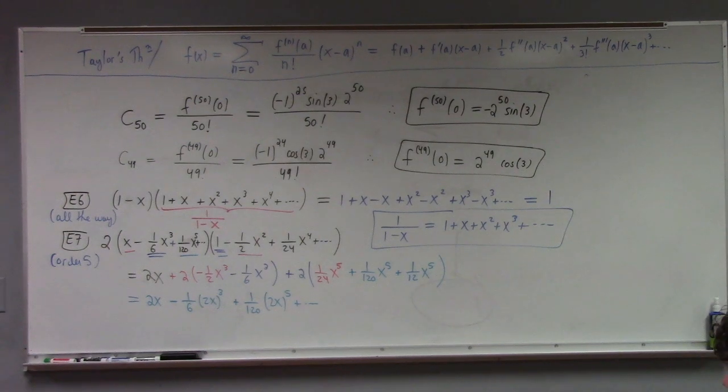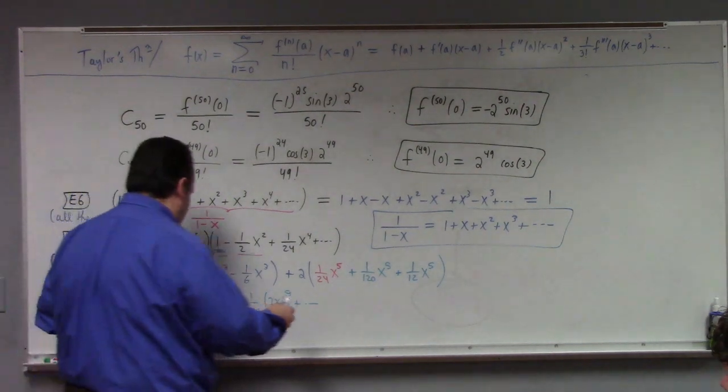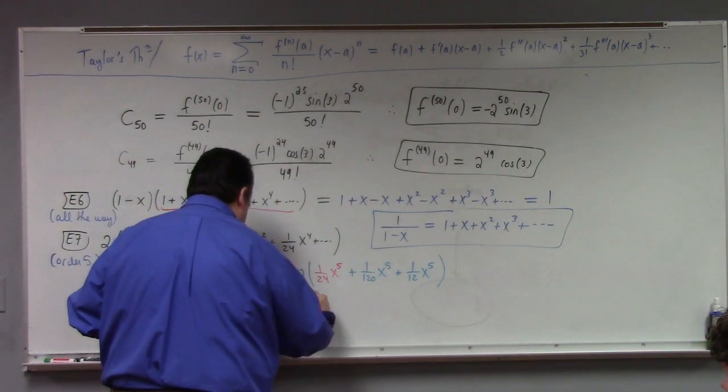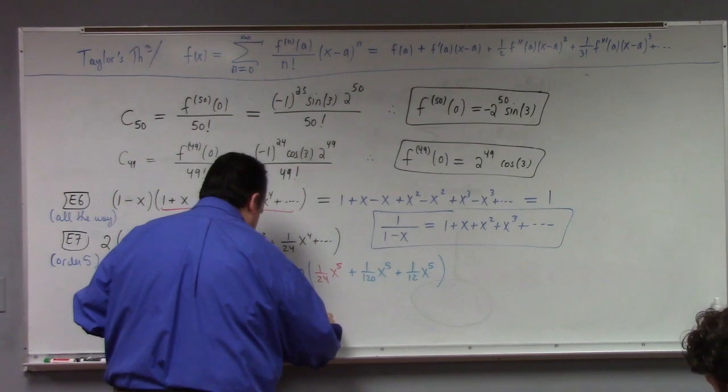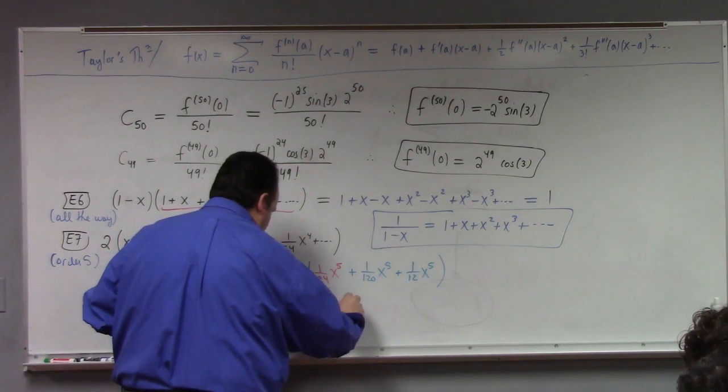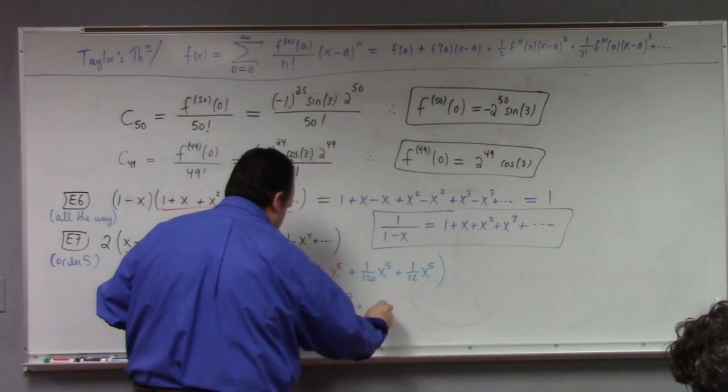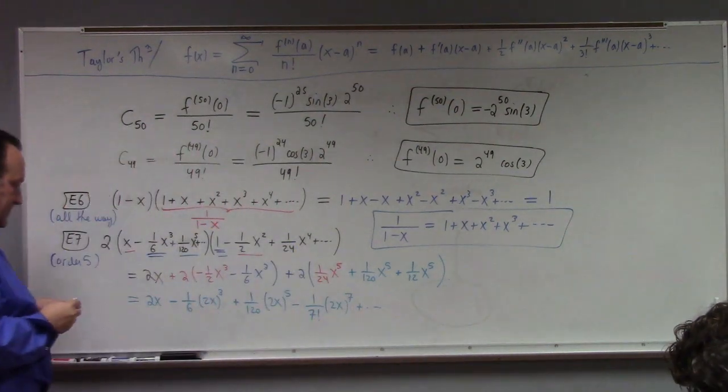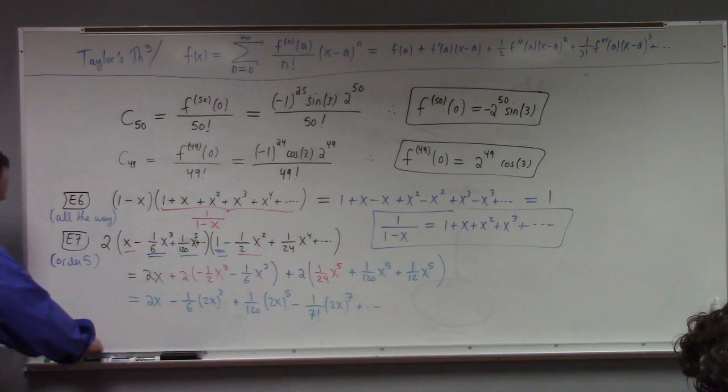So do you guys know what the next term is? I don't know the number, but it would be minus what? 1 over 7 factorial, right? 2x to the 7th power. How do I know that? What am I doing?